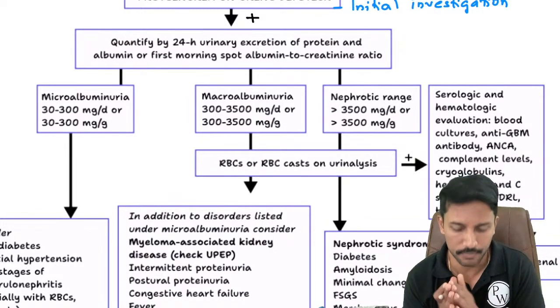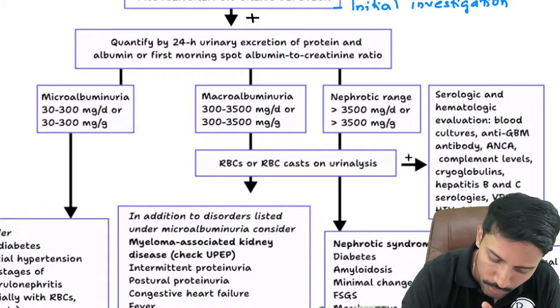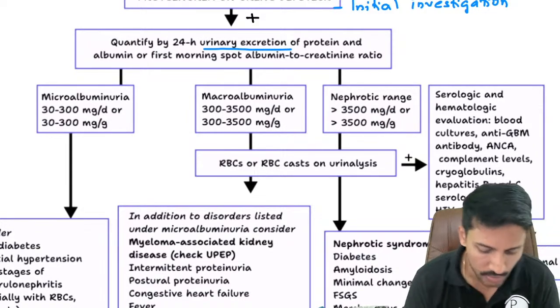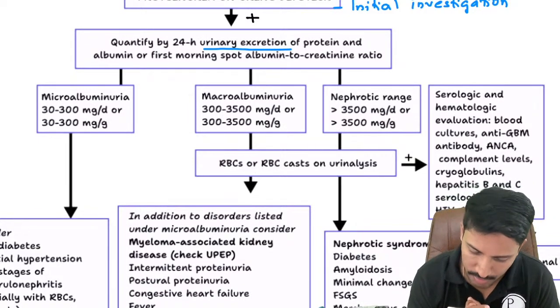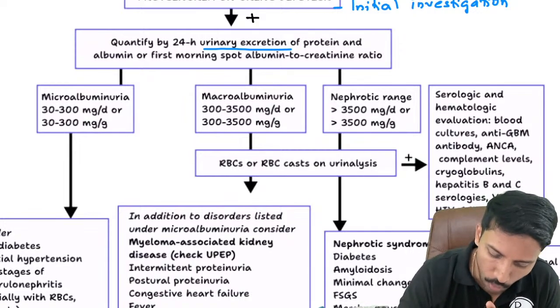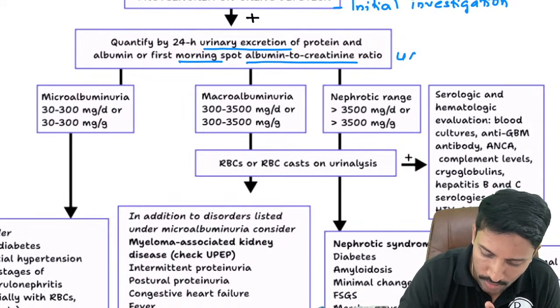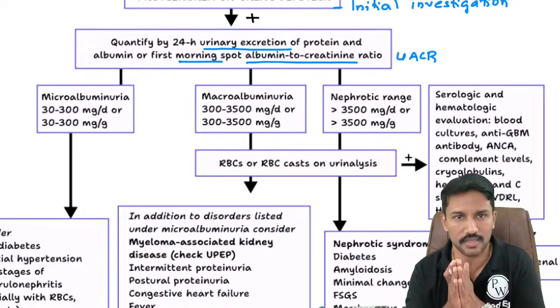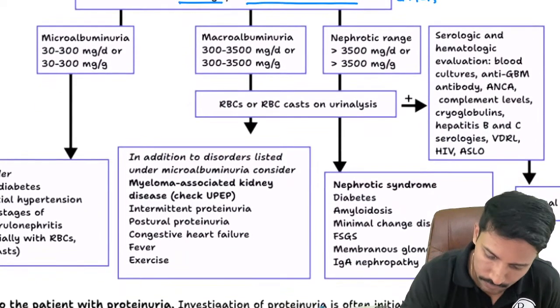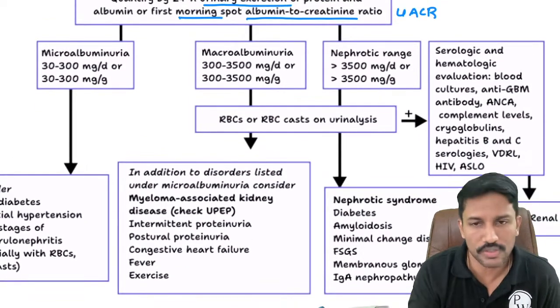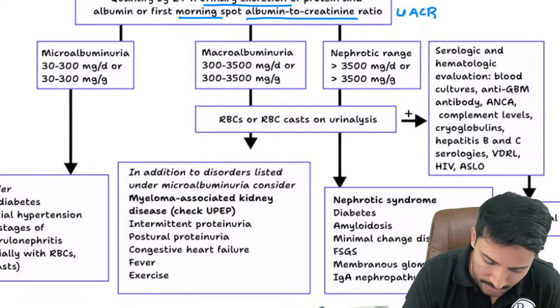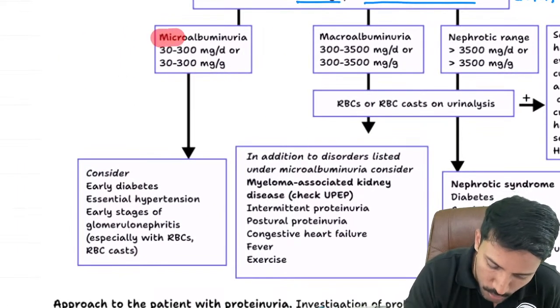We have to quantify. So we have to either do a 24-hour urine protein estimation or albumin estimation, or the morning spot sample albumin creatinine ratio. This is what we call the urine albumin creatinine ratio, or UACR. If it is less than 30, of course that is normal, but if it is 30 to 300, we would call it microalbuminuria, as I've told.